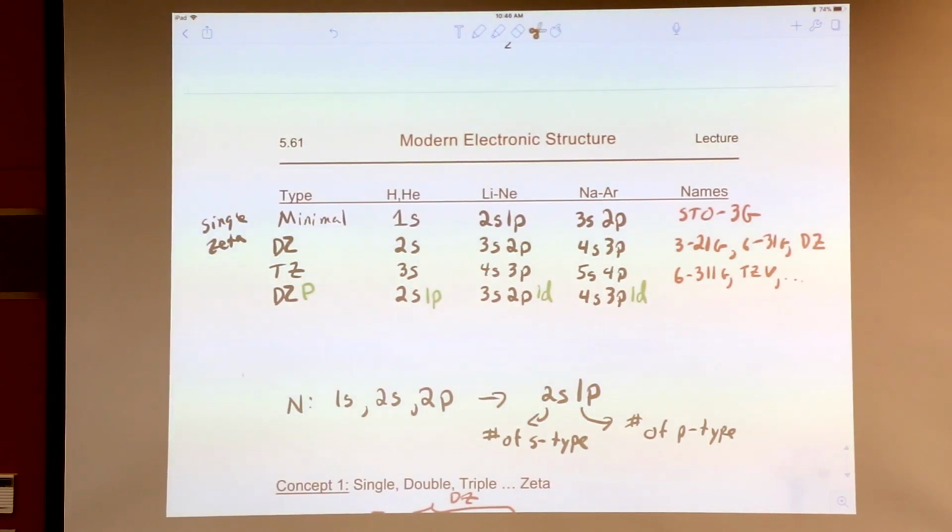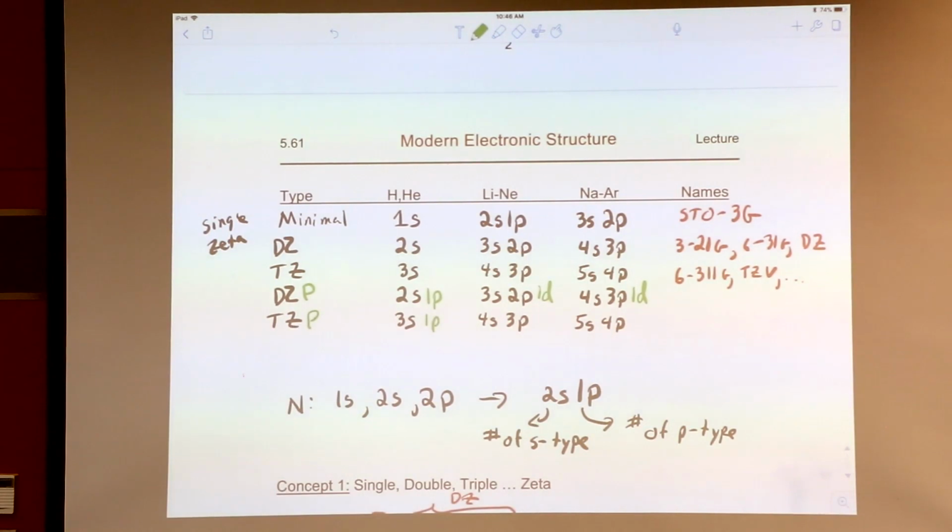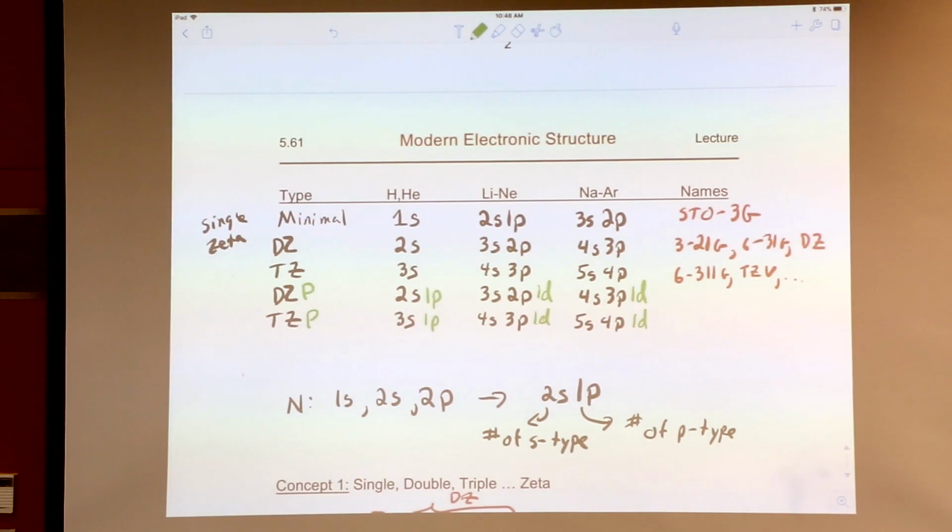And then I can do the same thing with triple zeta. So if I make a TZP basis set, I'll add 1p, 1d, and 1d. And I'll note that you could also do a TZ2P basis set, and the 2P just indicates that I'm adding even more polarization functions. So I'm adding two sets of d functions instead of just one, or two sets of p functions instead of just one.